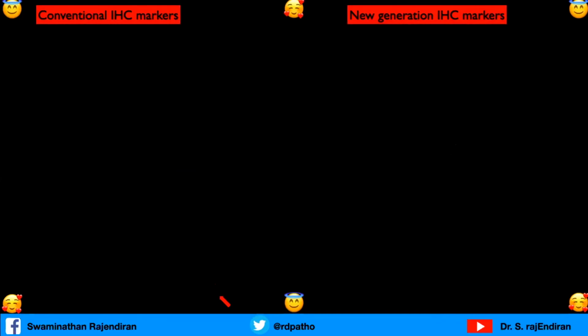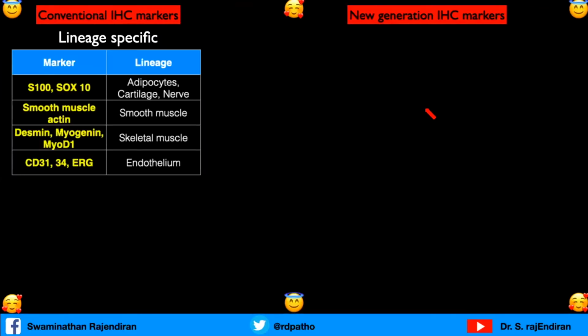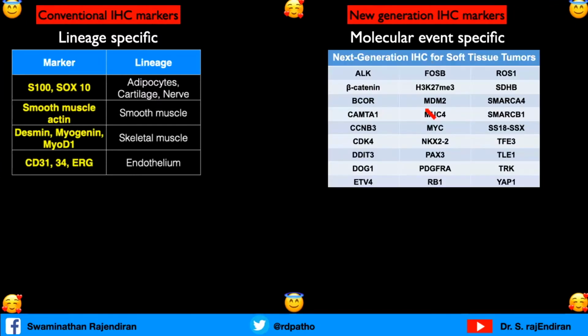The IHC markers in soft tissue tumors or any organ can be divided into conventional IHC markers and new generation IHC markers. The conventional IHC markers are lineage specific. They tell whether the tumor is arising from smooth muscle or skeletal muscle or endothelium, for example adipose tissue, cartilage, and nerve, SMA for smooth muscle. So they are lineage specific markers, whereas the new generation markers are molecular event specific. These are all the new generation markers for soft tissue tumors.